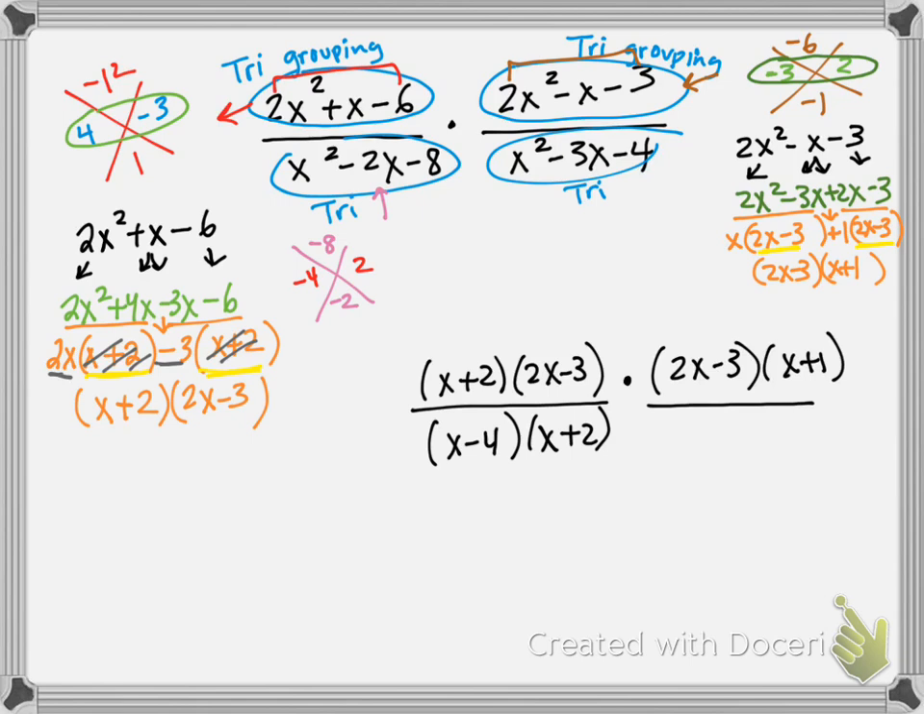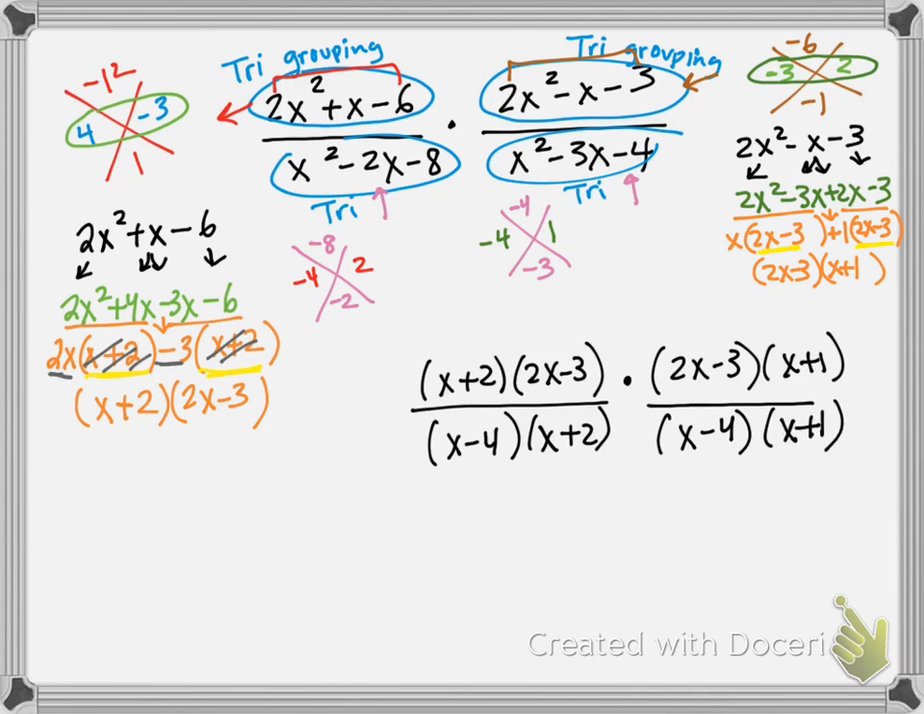Lastly, my denominator. Looking at this, making my chart, what multiplies to negative 4 and adds to negative 3? The factor pair would be negative 4 and 1. So my two factors here are x minus 4 and x plus 1.